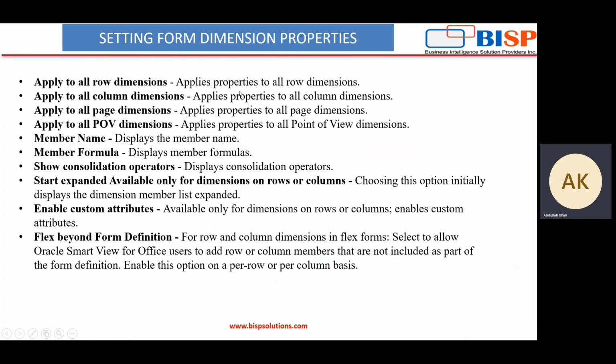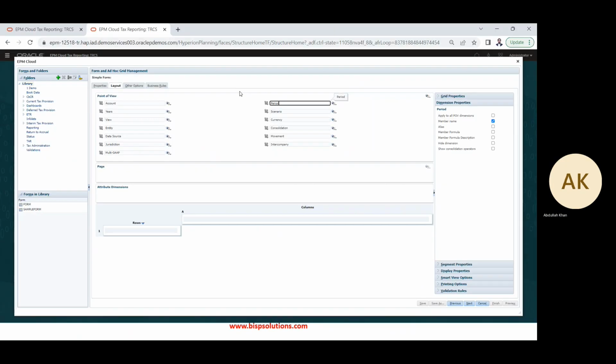The first dimension property is apply to all POV dimensions. So this particular dimension will apply to all the POV dimensions. Then there is member name, so we can see the member name here. There is an alias option, so if we check it, we will be able to see all the members or dimensions alias wise. Then there is member formula. In case we want to view the member formula, we can just check it. Then there is hide dimension and consolidation operators as well. We can check these boxes as per our requirement.